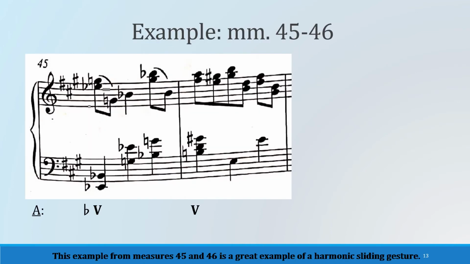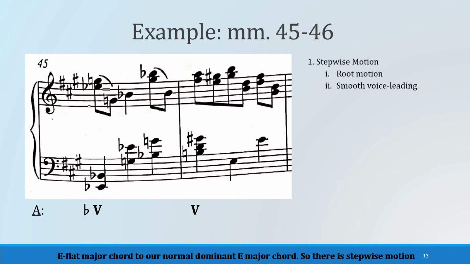This example for measures 45 and 46 is a great example of a harmonic sliding gesture. We are in the key of A, so we're in the B section of the waltz, moving from an E flat major chord to our normal dominant E major chord. So there is stepwise motion going on between both the root, E flat to E, and there's smooth voice leading across the bar line, that B flat to B natural, G to G sharp, in the soprano, B flat down to A, so lots of smooth voice leading happening.